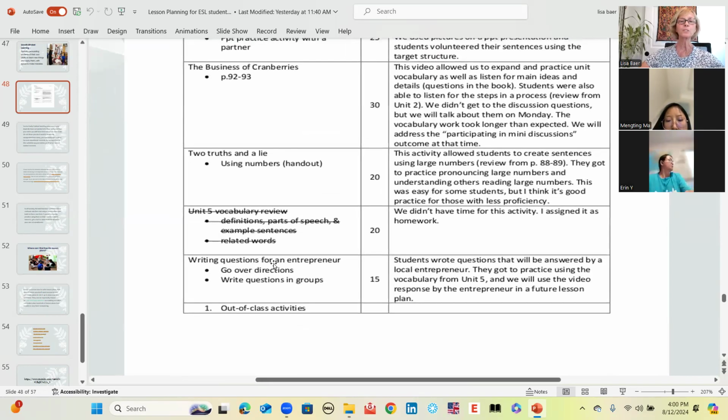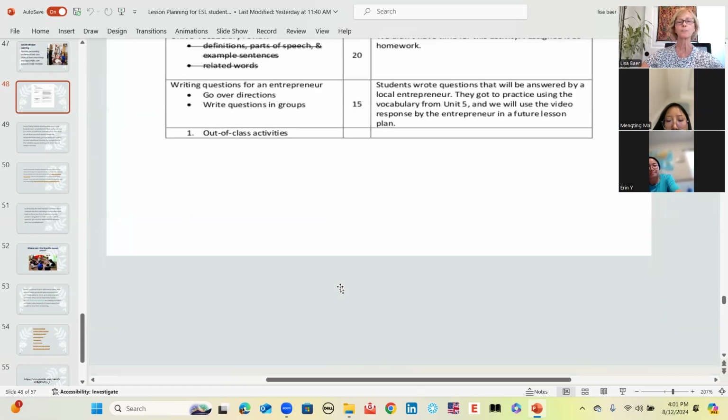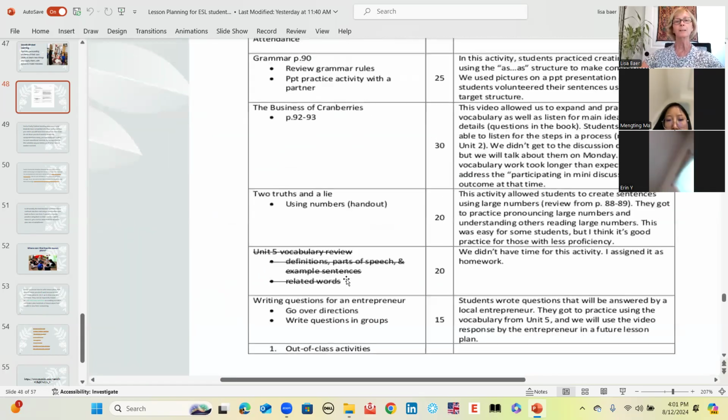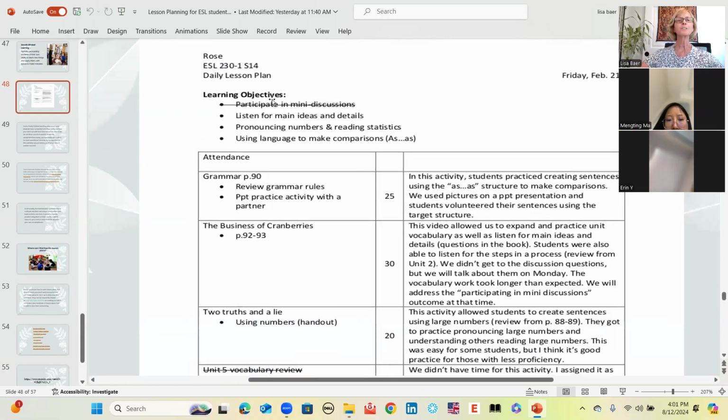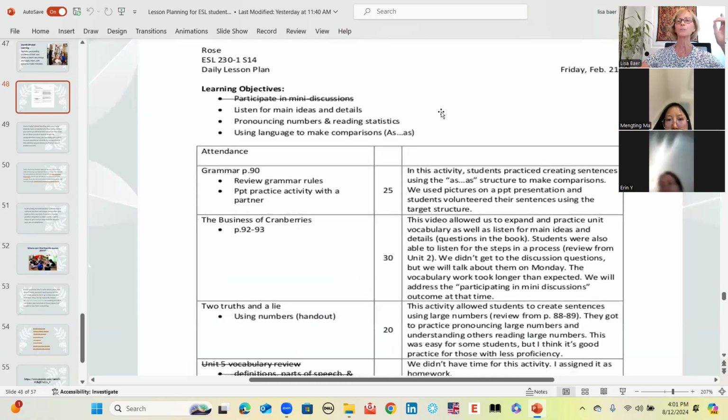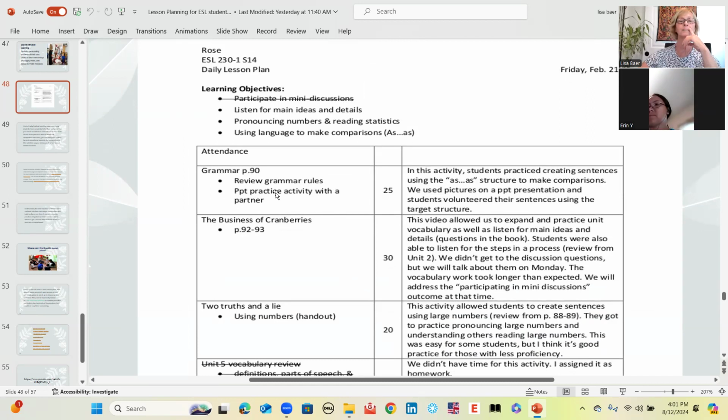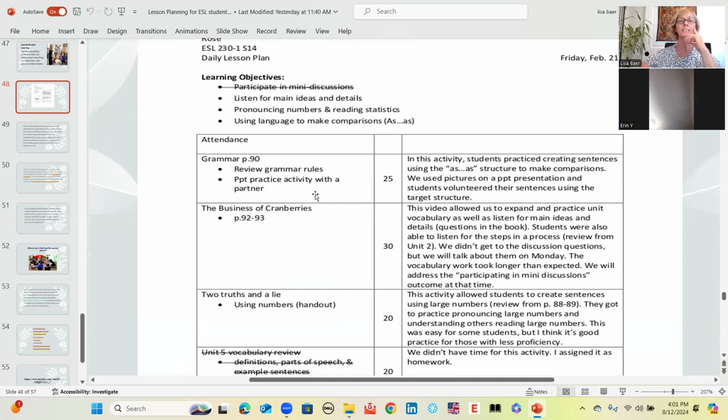And then writing questions for an entrepreneur. So go over directions and write questions in groups and so on and so forth. So this, of course, is for older students. It doesn't have the level or anything, but this shows you time-wise. And more than likely, if it's the business of cranberries and all of that, it's probably a business English class.